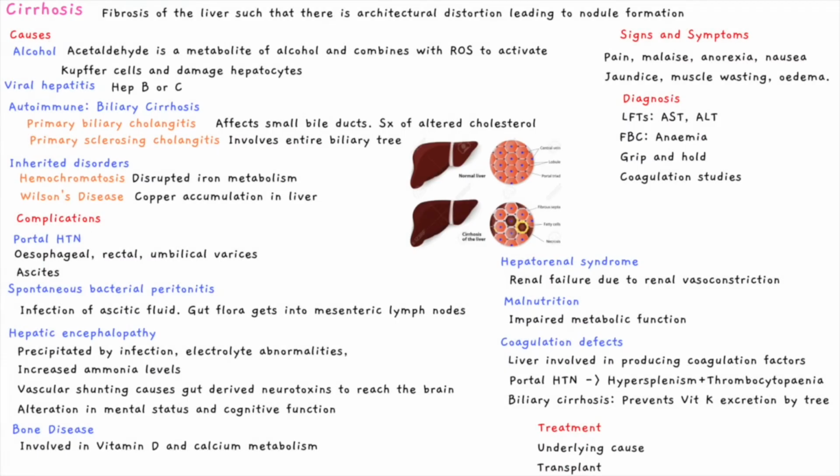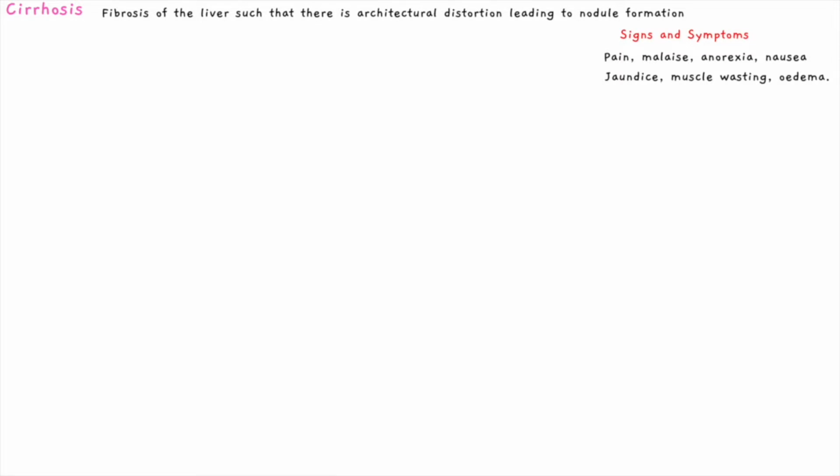This video is on cirrhosis. Cirrhosis is fibrosis of the liver such that there is architectural distortion to the extent that it leads to nodule formation. A patient may present with abdominal pain, pruritus, malaise, anorexia, and nausea. They may also be jaundiced, have peripheral edema, and muscle wasting.